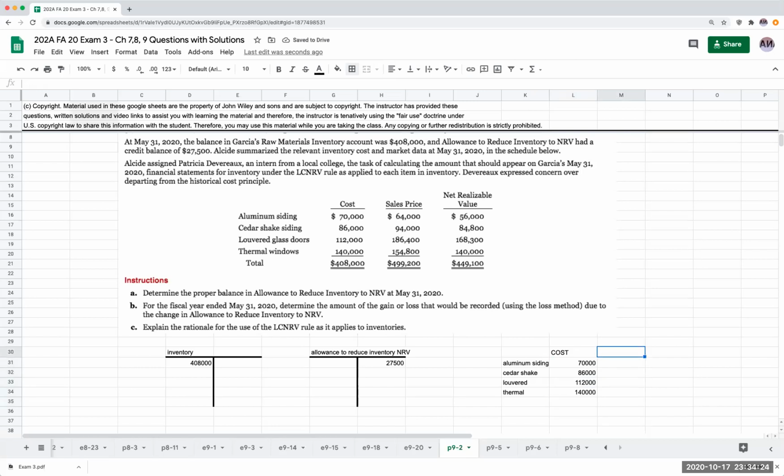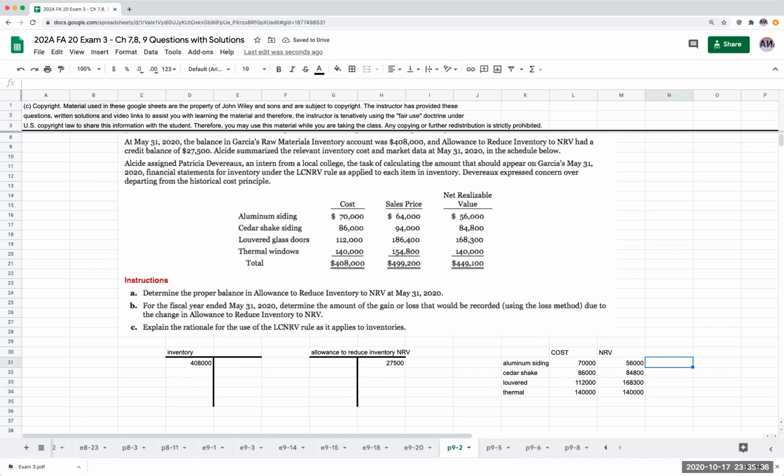So now what we need to do is figure out what the net realizable value, the lower of market or net realizable value, is going to be. Right over here, we're going to disregard the sales price. We're more concerned about net realizable value. So the net realizable value here is going to be 56,000, 84,800, 168,300, and then 140,000.